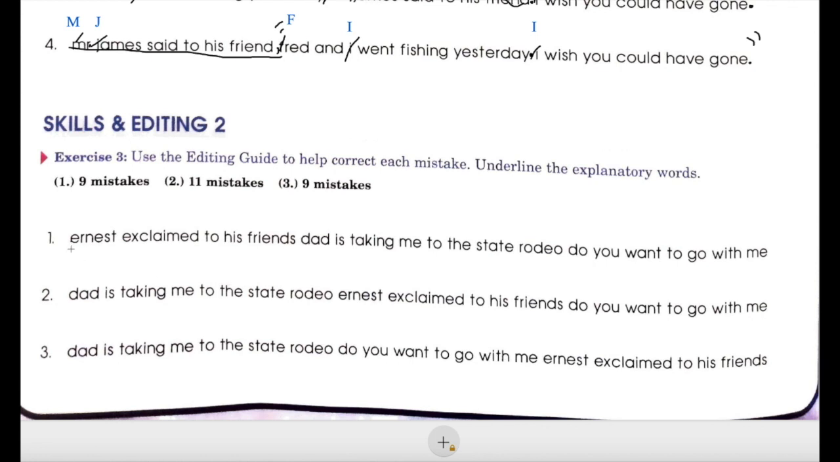Underline your explanatory words. They come at the beginning. I'm gonna do that a little better. All right. Ernest exclaimed to his friends. Okay, put in your quotation marks.